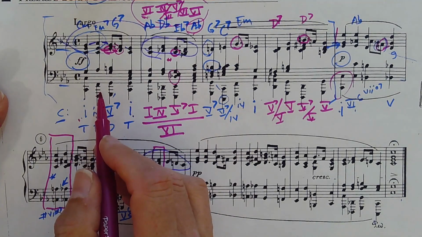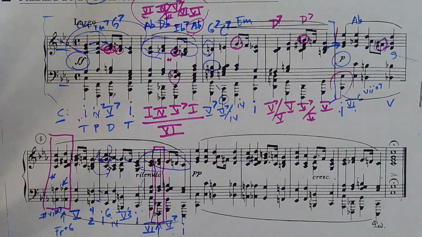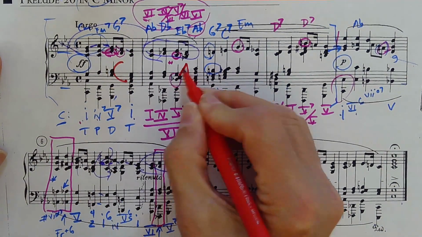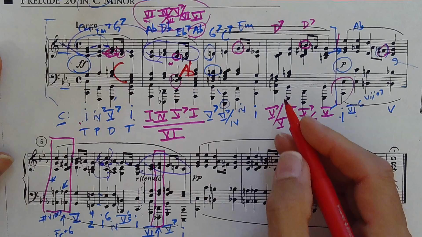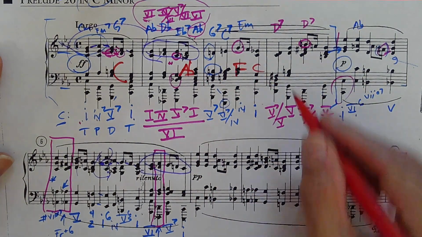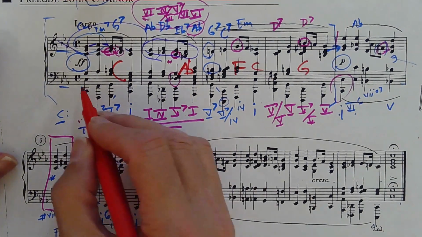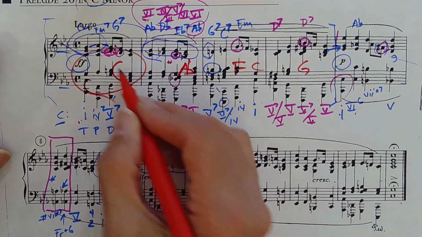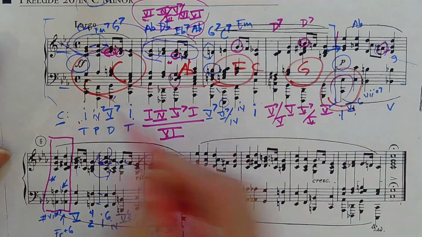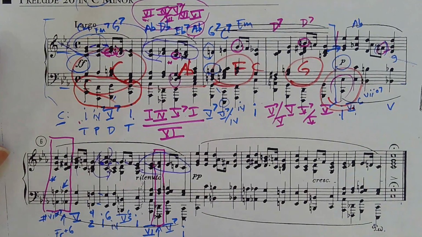Like this first measure centers on C. Let me do a different color. And this measure centers on A flat. And this measure leads to F minor before coming back to C. And then we go to G and 1. So we could see that this is C down to F to G and to C. That's what happens right here in the first measure of the bass.